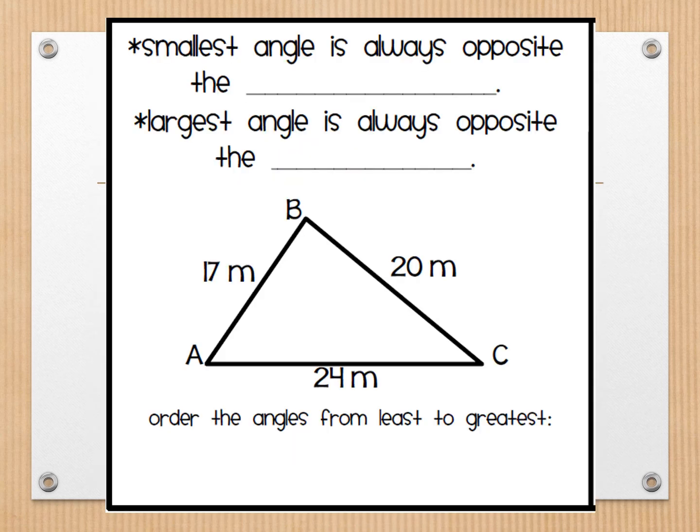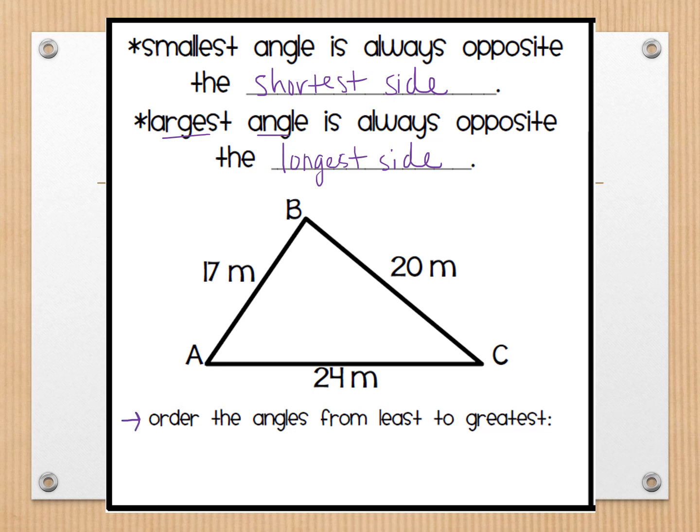As we go to fill in these notes then, the smallest angle is always going to be opposite the blank. Hopefully from that first demonstration when I had the smaller angle, we realized that it was across from the smaller side. So the smallest angle is always opposite the shortest side. So then vice versa, the largest angle is always going to be opposite the longest side.